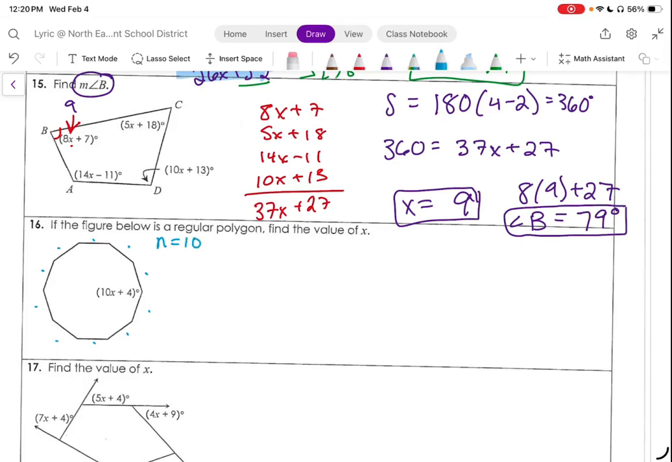We know that in a regular polygon, all of the interior angles are congruent. So not only do we have one angle of 10x plus 4, we have 1, 2, 3, 4, 5, 6, 7, 8, 9, 10 angles of 10x plus 4. So we first need to find out the measure of each individual angle inside of a regular polygon.